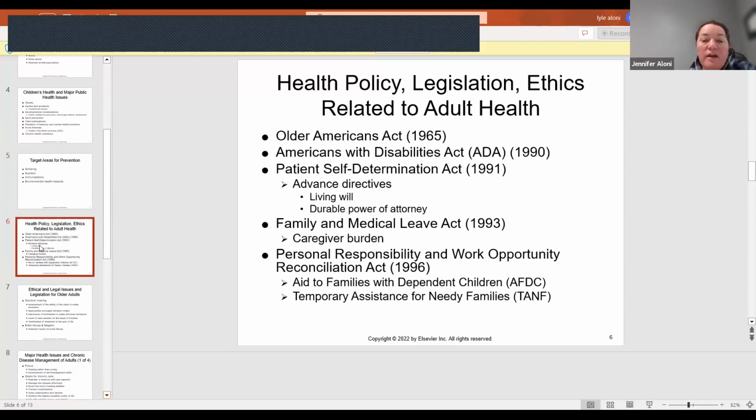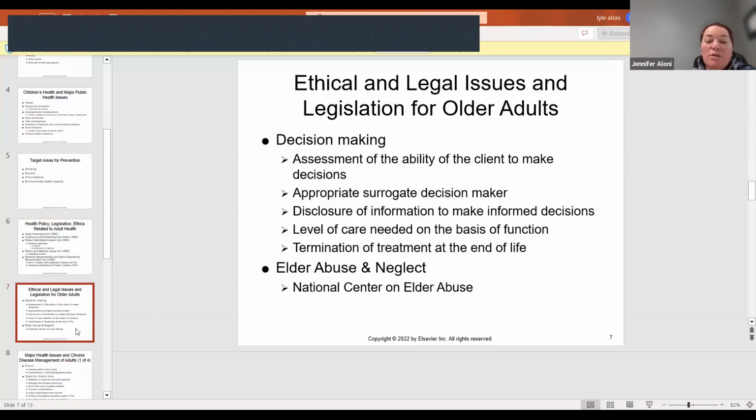When we look at our different health and regulation as related to adults, we have our American Disabilities Act that was put into effect. We have our Family Medical Leave, and we have our Older American Act, which have all come in since after the 1950s, where we were looking at making sure that we are equal with our care across the board. And so when we're looking at ethical and legal issues with older adults, our number one concern with our older adults is going to be abuse and neglect. We do have a National Center on Elder Abuse.